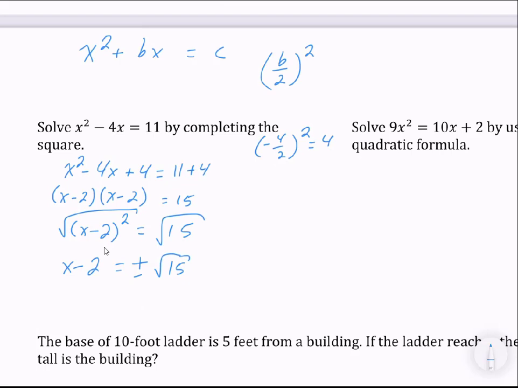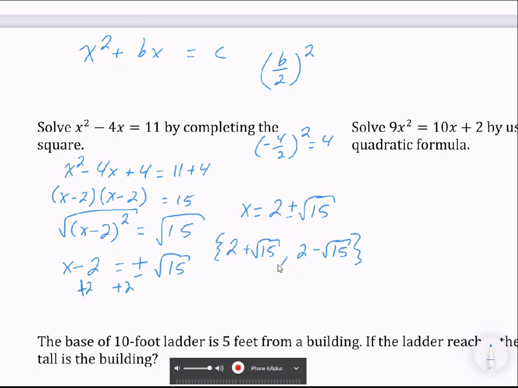Okay, so if we add 2 to both sides, the 2 goes in front of the plus or minus, right? Yes, it will. So that's x equals 2 plus or minus square root of 15. If you were writing this in your review, you'd have 2 plus square root of 15 and 2 minus square root of 15. Either is acceptable on paper, but on a computer, you'd have to split it into 2 like that.